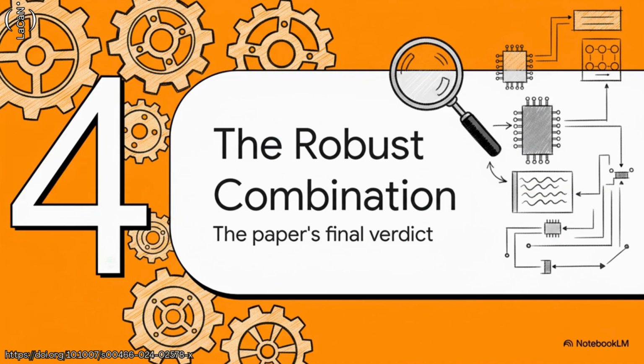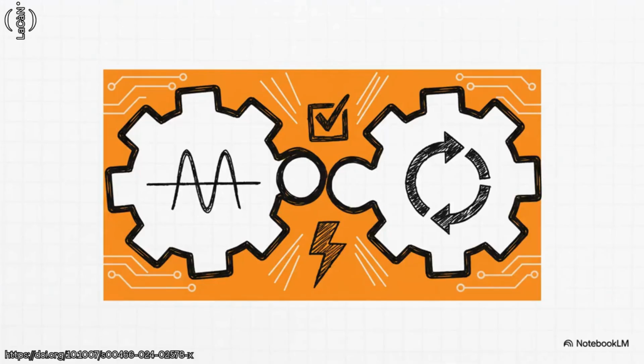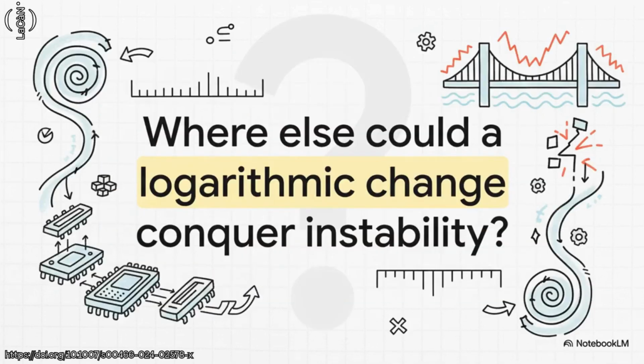All right, so the big question then is, what's the most robust combination here? What's the best strategy to use for real-world stuff? And the paper gives us a really clear, actionable takeaway. The logarithmic formulation, when you pair it with a Newton-Raphson solver, that's your most efficient and robust choice for these kinds of simulations.